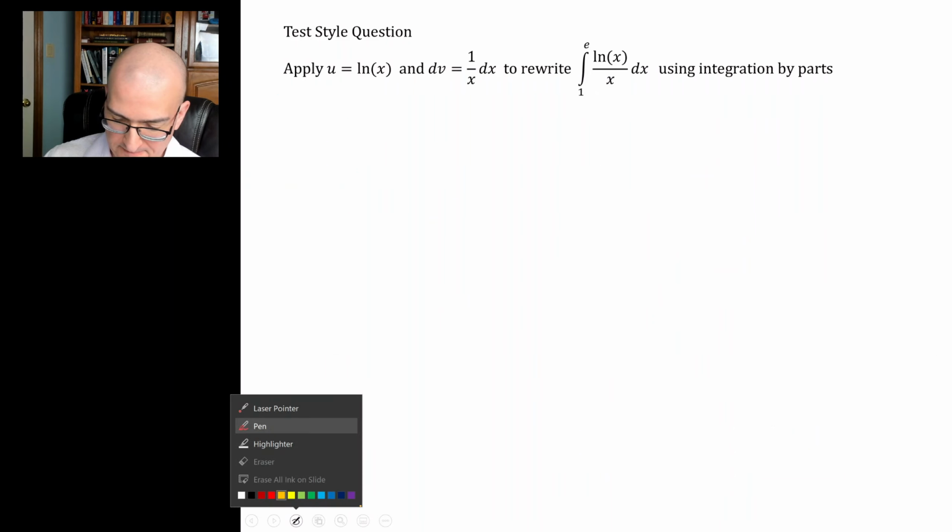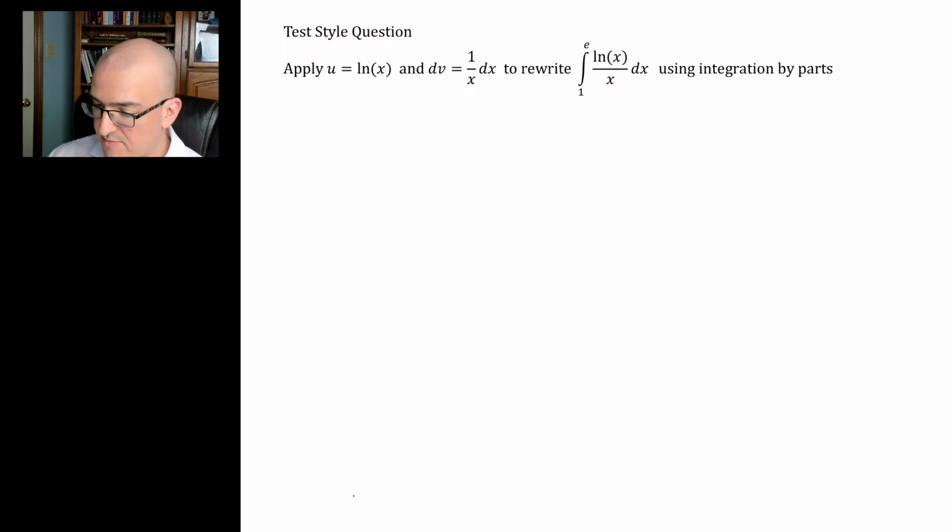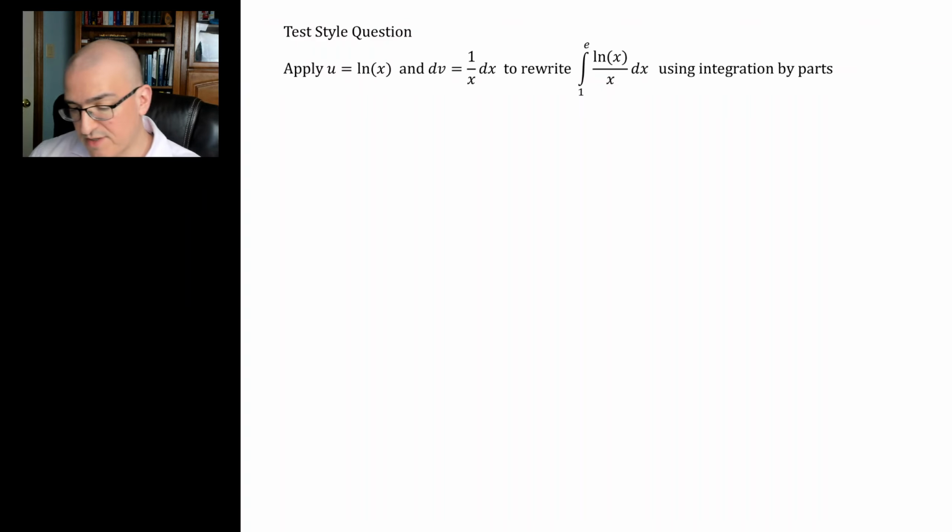All right, next example. Same format. It's a weird question. We're asked to transform the integral from 1 to e of ln of x over x using integration by parts, to rewrite it. Can we reformulate it into a nicer integral? And maybe these instructions are not going to lead to a nice expression. Maybe it's going to make it worse. But we're just going to follow the instruction.